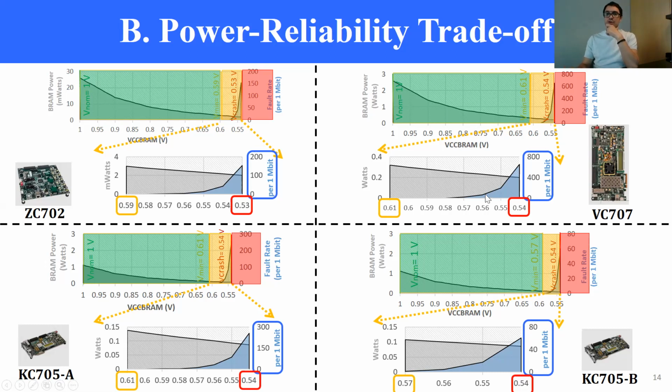Next, I'm going to go into a bit more detail to understand this reliability behavior. We already see two behaviors here. First is the exponentially increasing rate of faults with further undervolting, and the other one is variation. But there are more interesting behaviors.